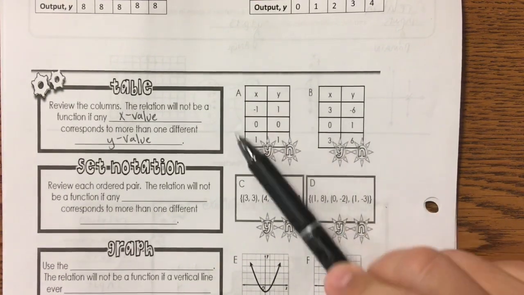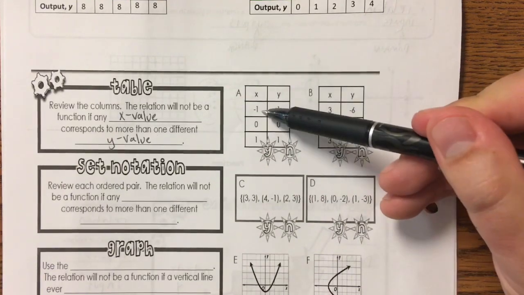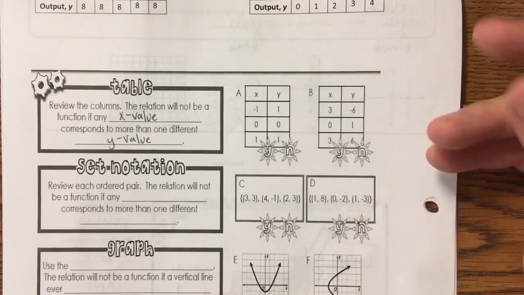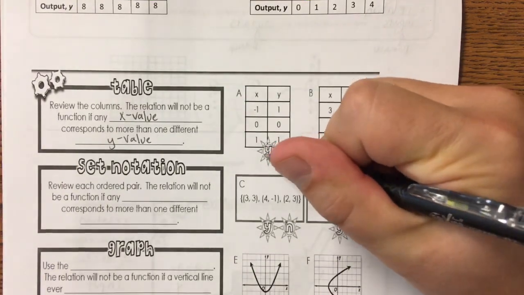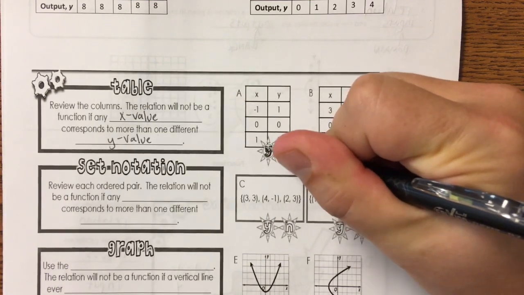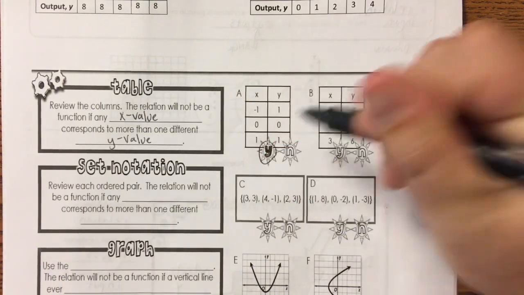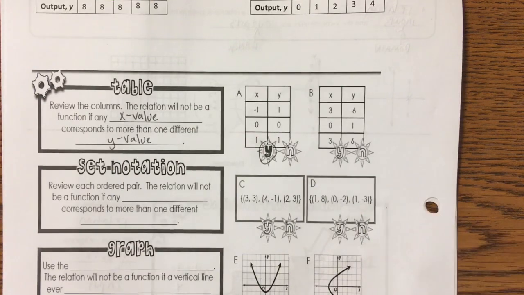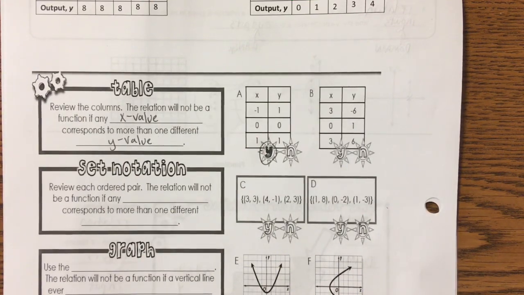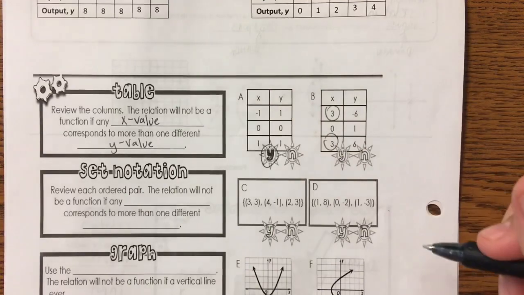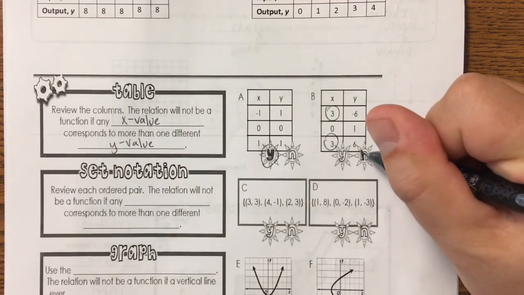So is this first table a function? Yeah, you have all different buttons, right? All different inputs. So, yes. Is this one a function? No. Which button or input or x value is sort of messing things up? 3, yeah. So this is not a function.